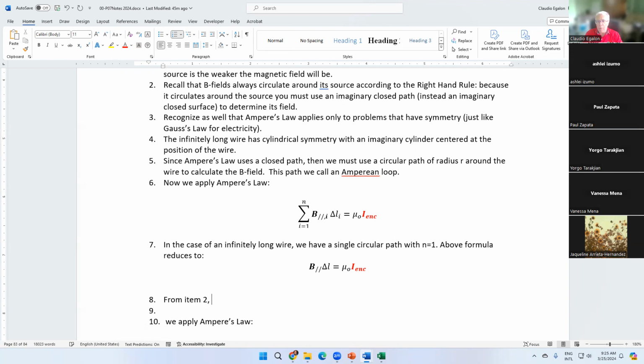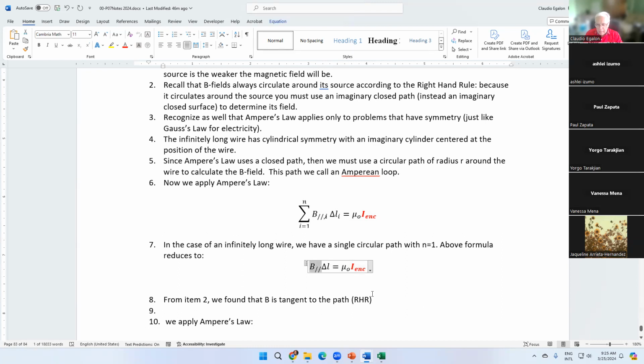From item two, we found that B is tangent to the path. Okay, tangent to the path according to the right-hand rule, right? Right-hand rule. And it shouldn't be bold faced. I don't want it bold faced.